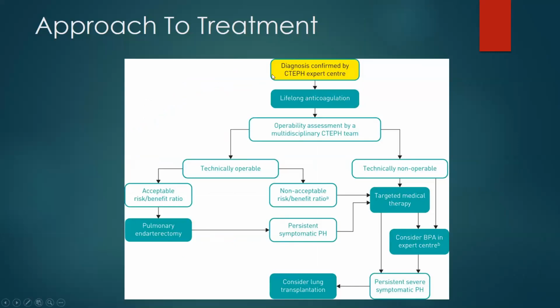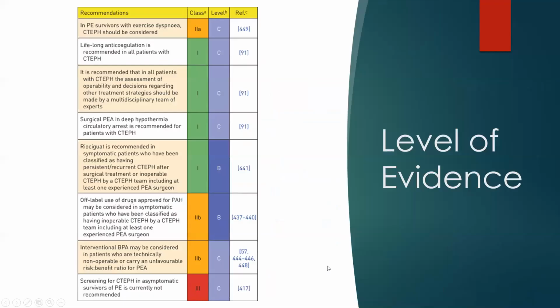Okay, so we talked about the diagnosis. Once you've confirmed it, you want to send them to a CTEPH center. If they can get surgery, it's acceptable risk, and the patient's willing, then you want surgery, and they should be on lifelong anticoagulation. If they are too risky or distal, and not an operative candidate, then you want to think about these other things: balloon pulmonary angioplasty, riociguat, and then in rare cases, consider lung transplant, essentially.